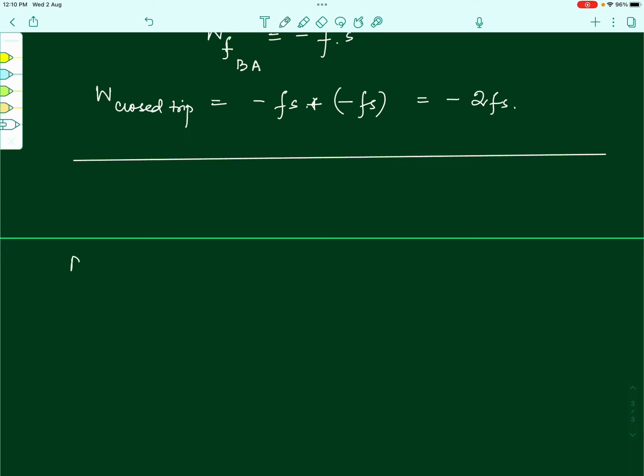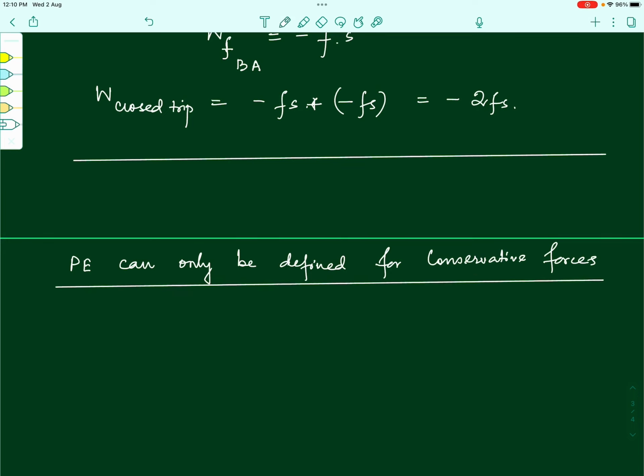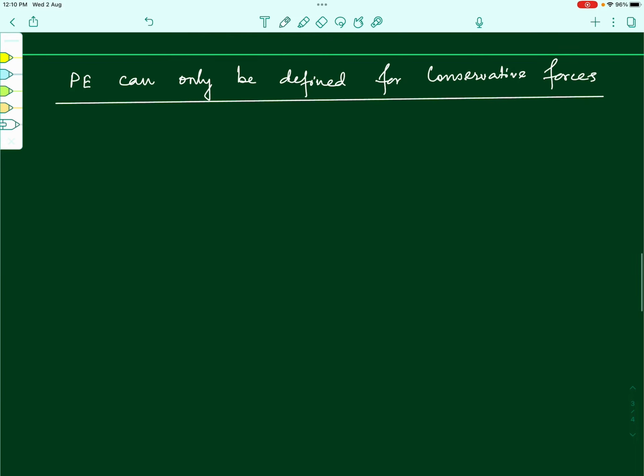We say that the potential energy can only be defined for conservative forces. We cannot define a potential energy for non-conservative forces, a very, very important definition. So it is only for forces like gravitational force or spring force that we can define potential energy. We cannot define potential energy for friction. Okay? And now, how do we define potential energy?